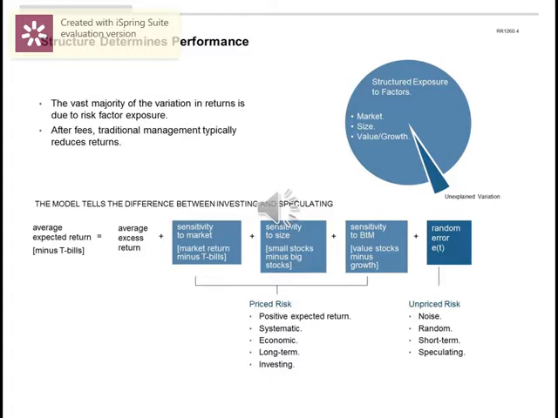The main factors driving expected returns are sensitivity to the market, sensitivity to small cap stocks, which is a size factor, and sensitivity to value stocks, which is measured by book-to-market ratio. Any additional average expected return in the portfolio may be attributed to unpriced risk.